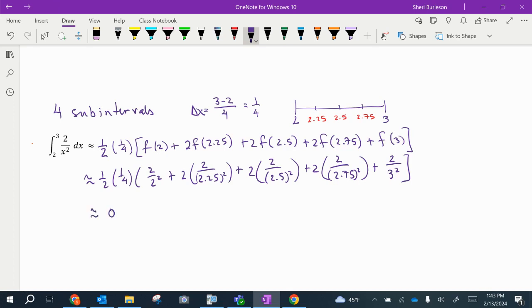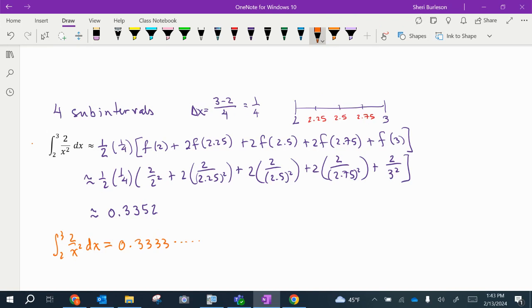I'm going to type this all into my calculator and get approximately 0.3352. If I were to put this in my calculator and calculate this integral exactly, I get 1/3, which is, again, a relatively good approximation.